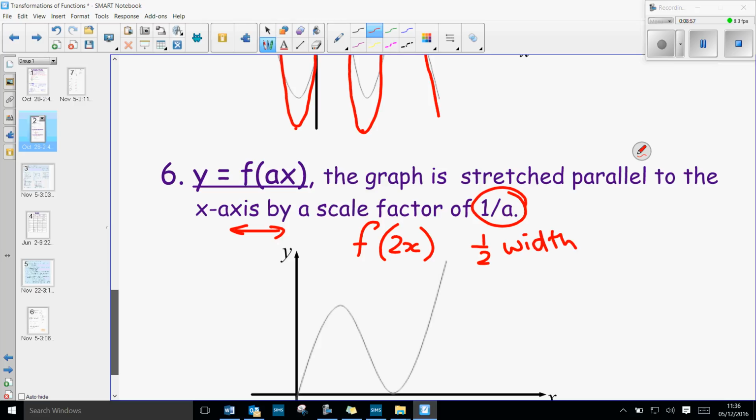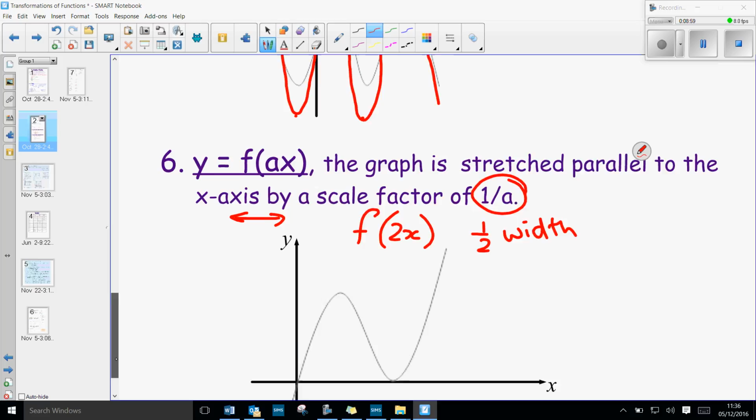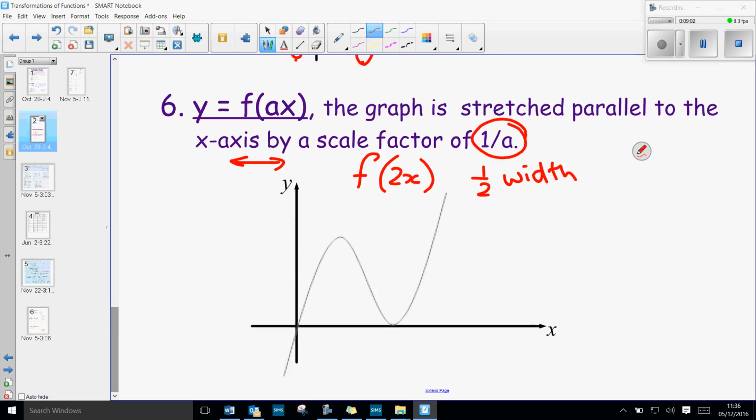Whoops. So if I had this one here, I would be crossing here, maybe here. Oh, that's not awesome. But this would be, for example, if it was f of 2x. I've gone half of the distance, half of the width across. So that would be when it was a 2x.